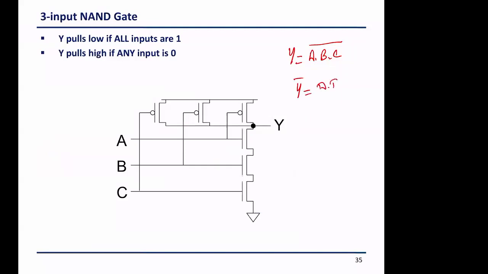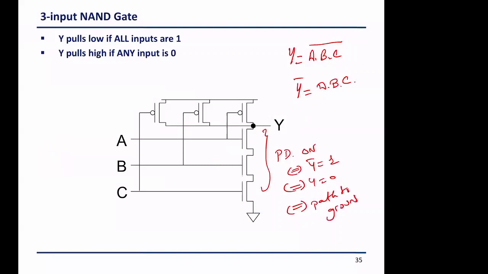It is equal to A and B and C, so the pull down will be on if and only if y bar equals 1, if and only if y equals 0. Yani, I have a path to ground. Okay, and this happens when y bar equals 1, meaning when A and B and C.